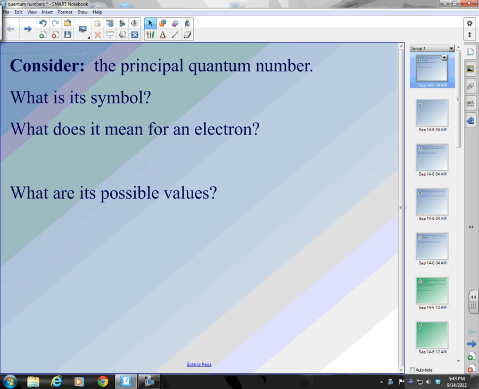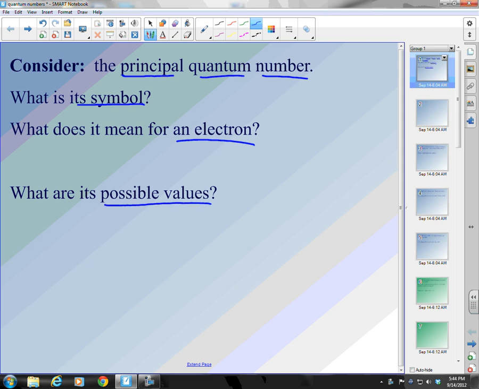Howdy, folks. Let us get back to learning more about the electron. We're in Unit 3 now, and we're moving into really the heart of Unit 3, and that is our discussion about quantum numbers. So let's get started right away. Consider the principal quantum number. What is its symbol? And what does it mean for the electron, and what are its possible values?